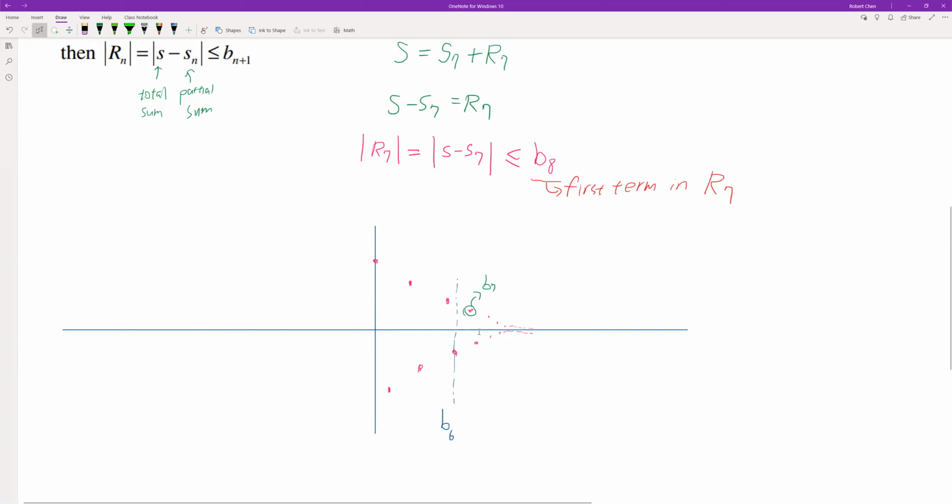So when we add them all together, since these are alternating, that's going to be bounded by B7. And the largest value the remainder can be is the value of B7. And depending on what sign B7 is, the remainder can be positive or negative.